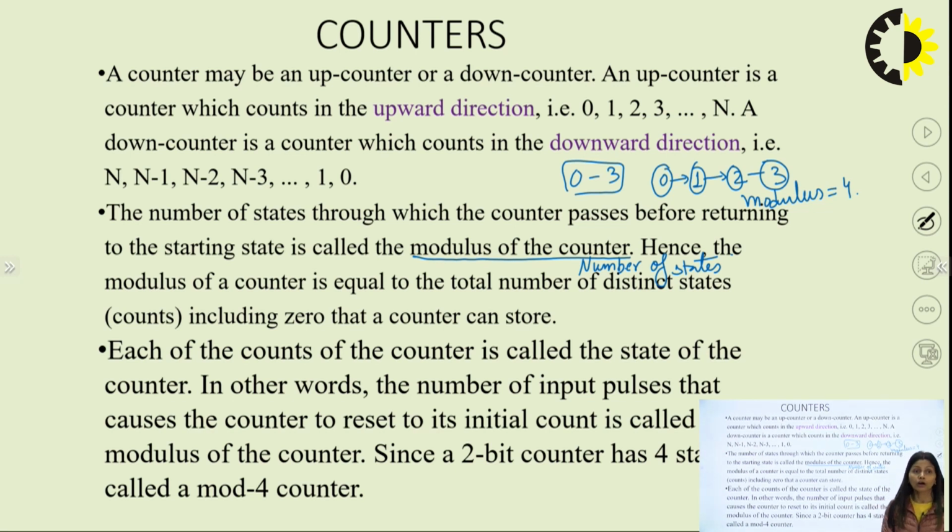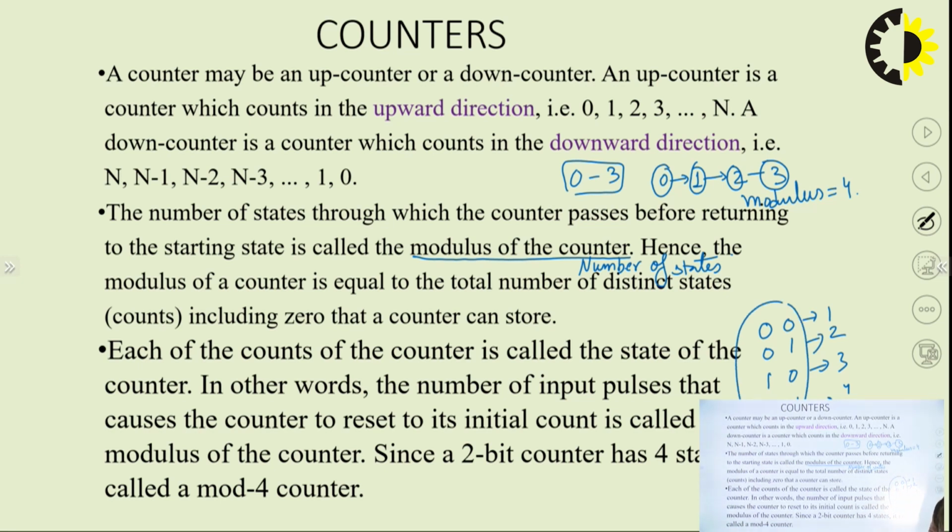Each of the counts of the counter is called a state of the counter. In other words, the number of input pulses that causes the counter to reset to its initial count is the modulus of the counter. Since a 2-bit counter can have 4 states, for example, it will count 00, 01, 10 and 11. So 1, 2, 3, 4. So a counter of 2 bits will have 4 states.